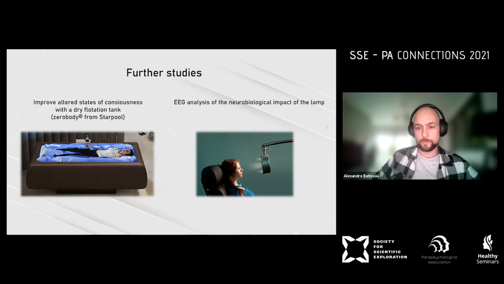With Professor Raberon, we have planned other studies. One of them would be to improve the altered state of consciousness using a dry flotation tank. And the other one would study the correlation between sight perception and EEG analysis when the participant is under the lamp. Another study for my PhD research is programmed for January 2022. It will consist in inducing an altered state of consciousness with the strobe device in order to potentiate the images of exceptional experiences. The main goal is to identify the neurobiological signatures of participants living such an experience.